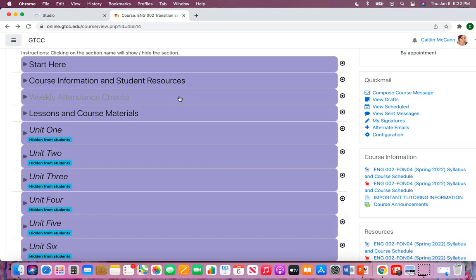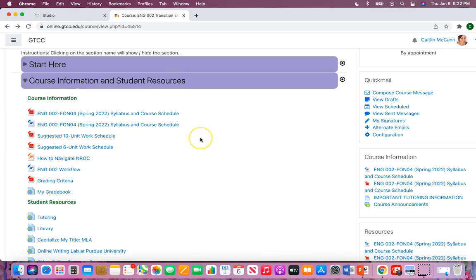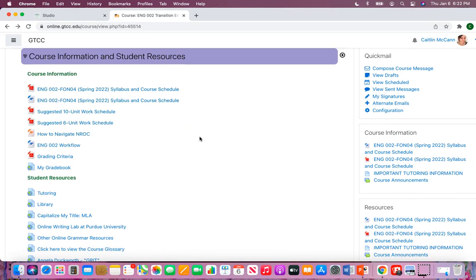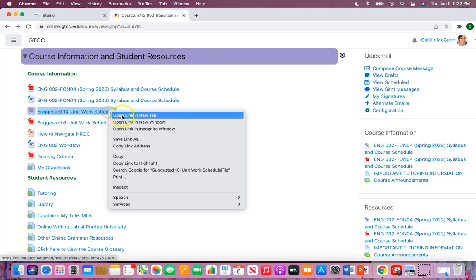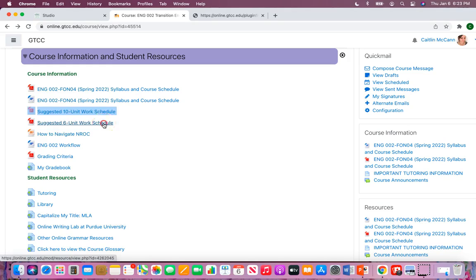So below the Start Here block, we have course information and student resources. So here I have first course information. So we have the syllabus and course schedule again. And then below that, we have the suggested 10-unit work schedule and the suggested 6-unit work schedule.